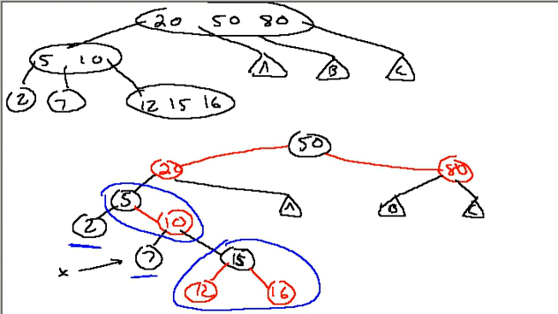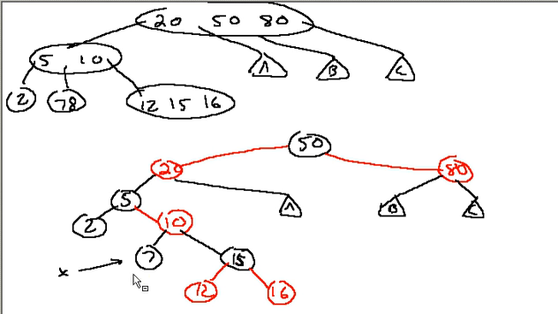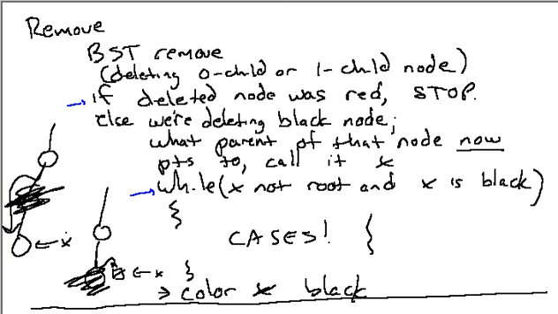So let me put the tree back how it was. We had here, that wasn't there, that's gone, that's gone, that's gone. And we have here 8 and 7. So here's our original tree again. And now we have to deal with the cases. What happens when you enter the while loop, when either x is not the root and x is black?